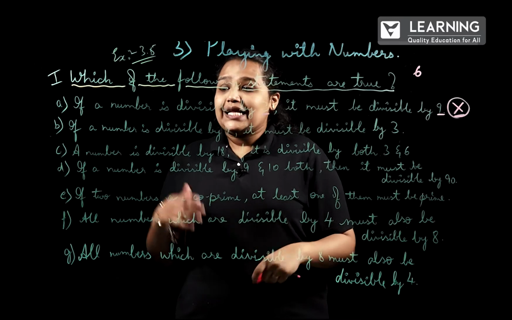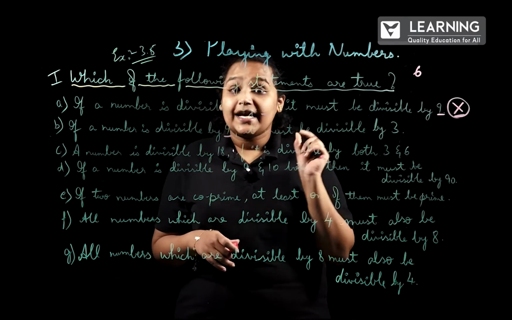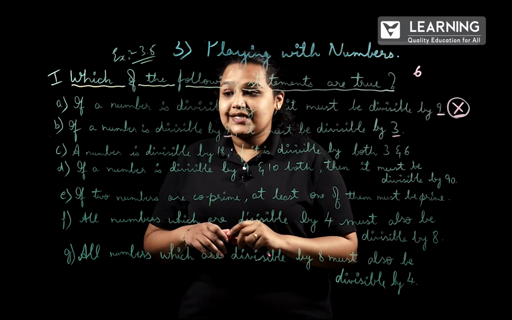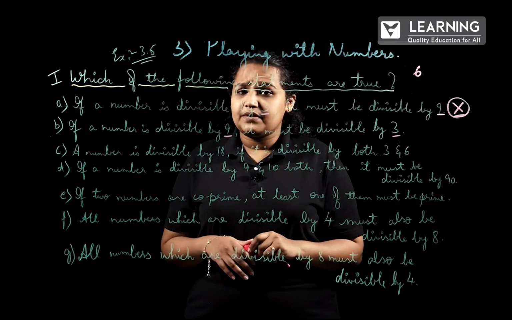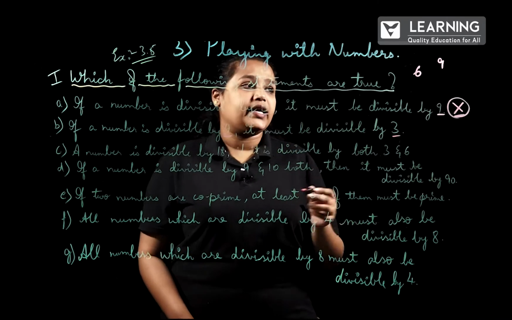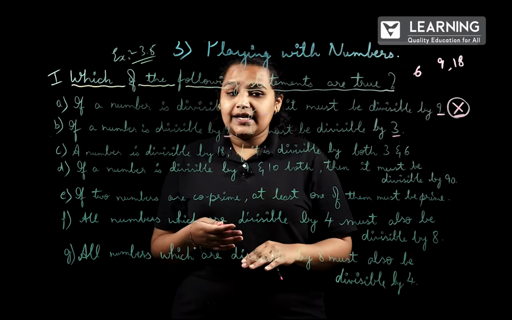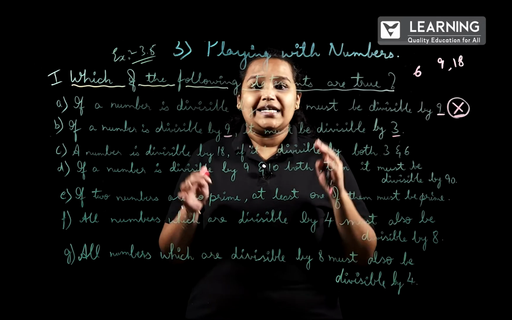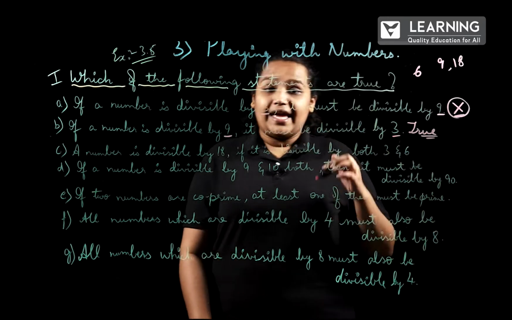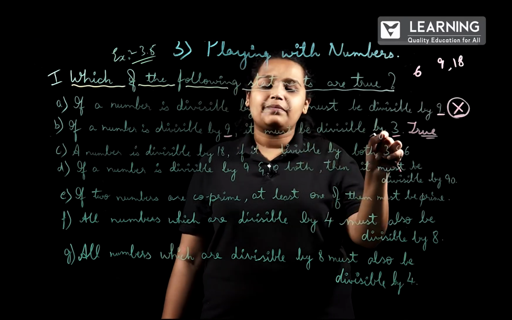The next statement is: if a number is divisible by 9, it must be divisible by 3. Here it says that if any number is divisible by 9, for example 9 itself or 18, it must be divisible by 3 also. Yes, it is true. Any number which is divisible by 9 must be divisible by 3.